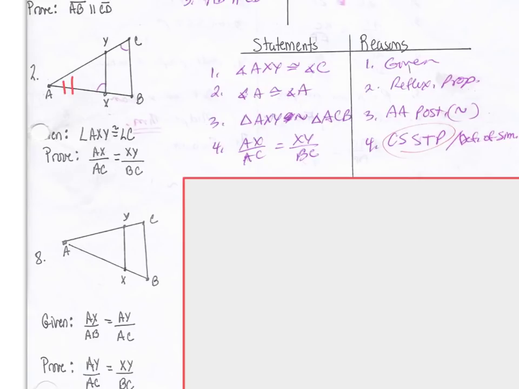So there's my, one more time, if you didn't catch it, there's my corresponding sides in similar triangles are proportional. My second version of CPCTC for similar triangles.